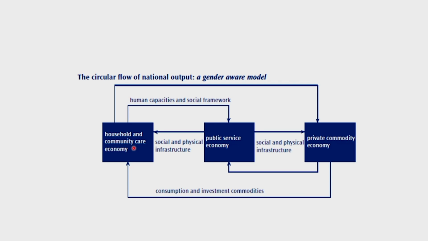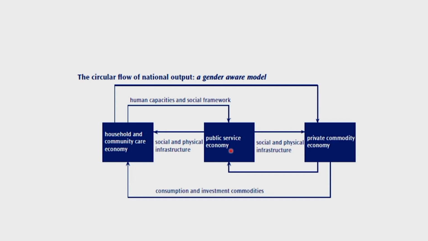Now, creation of wealth in this country depends on the output of all three sectors, and sometimes there is a tendency to assume that the wealth creating sector is the private commodity economy, while the public service economy and the household and community care economy spend what the private commodity economy has produced. And this mistaken view results from considering the circular flow of national income in isolation from the circular flow of national output. Whereas the three sectors of the economy can very well be considered interdependent.